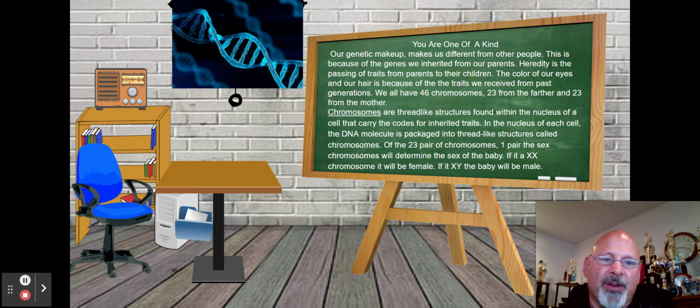Of the 23 pairs of chromosomes, one pair, the sex chromosome, will determine the sex of the baby. If it is an XX chromosome, it will be a female. If it's XY, the baby will be male.